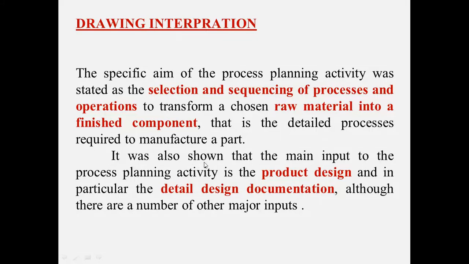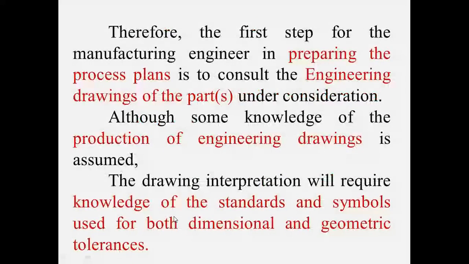So it was also shown that the main input of the process planning activity is the product design, and in particular the detailed design documentation, although there are a number of other major inputs. So therefore, the first step of the manufacturing engineer in preparing a process plan is to consult the engineering drawing of the parts under consideration. So based on the engineering drawing of the parts, we have to prepare a process plan.